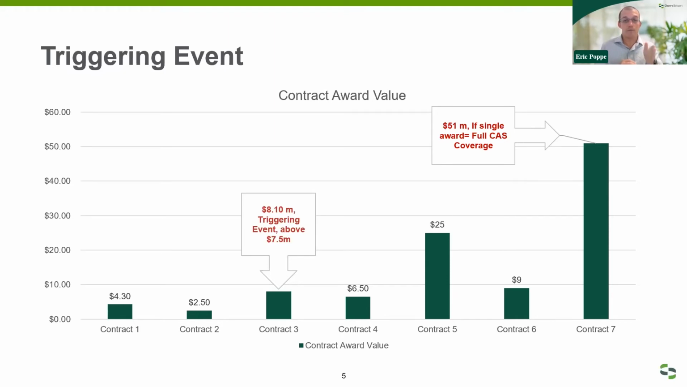Now, if after that you win additional contracts over the TINA threshold, that in aggregate in that contract year get you above 50 million, you're considered full CAS covered. Or you win a single award of 50 million or more, and that would cause full CAS coverage. So I just want to reiterate, you have to have that triggering event to start the clock for that contract year. And the CAS coverage follows that contract.